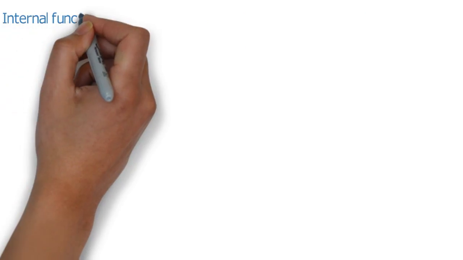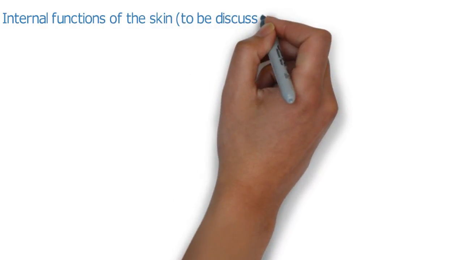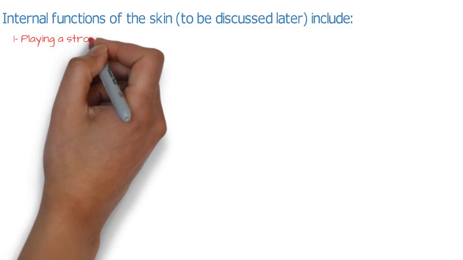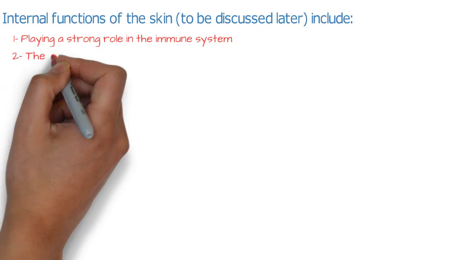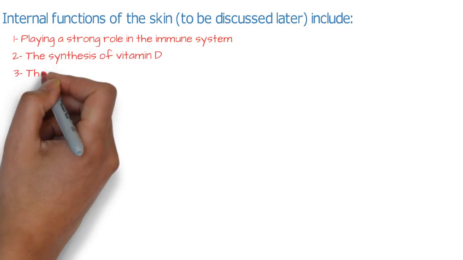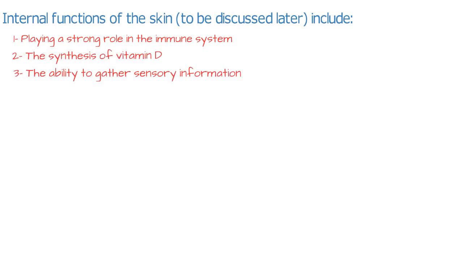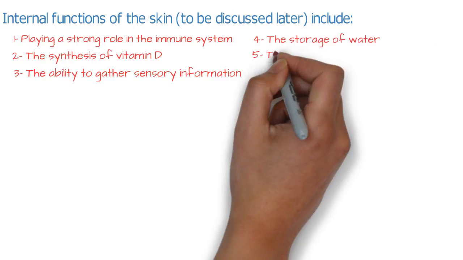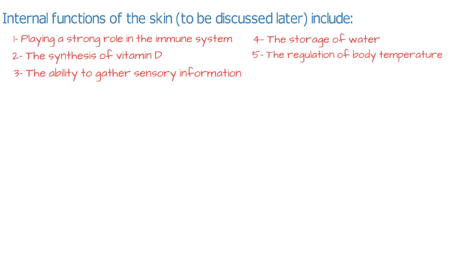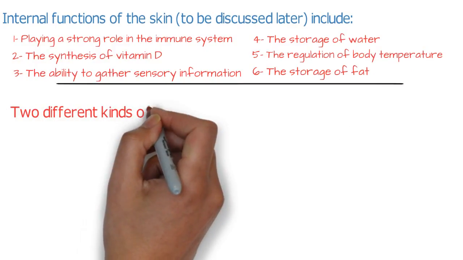Some internal functions of the skin, to be discussed later, include playing a strong role in the immune system, the synthesis of vitamin D, the ability to gather sensory information, the storage of water, the regulation of body temperature, and the storage of fat. There are two different kinds of skin.